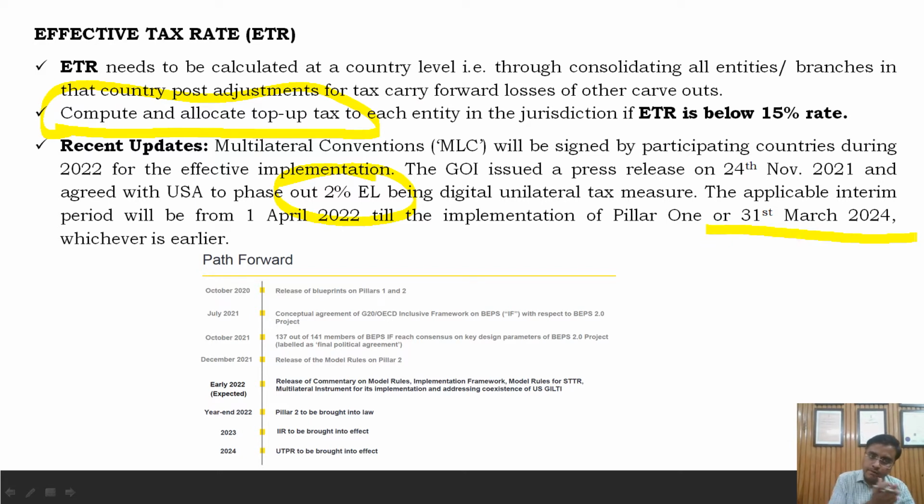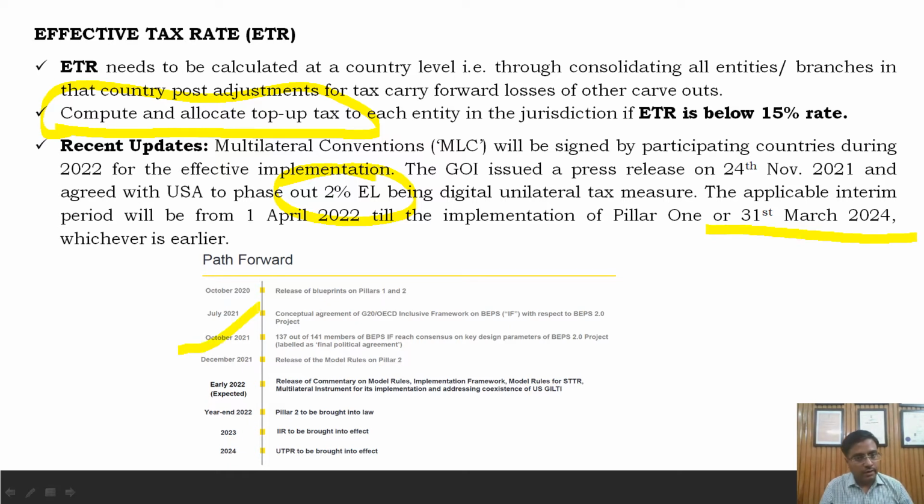So what happened in the past and what is planned? It says release of the blueprint on Pillar 1 and Pillar 2. So guys, this book is on Pillar 1 and Pillar 2. OECD has released this blueprint. So what does the global rule say in respect of Pillar 2? They also released commentary and examples. The conceptual framework by G20 OECD was already signed by 137 members in October 21.